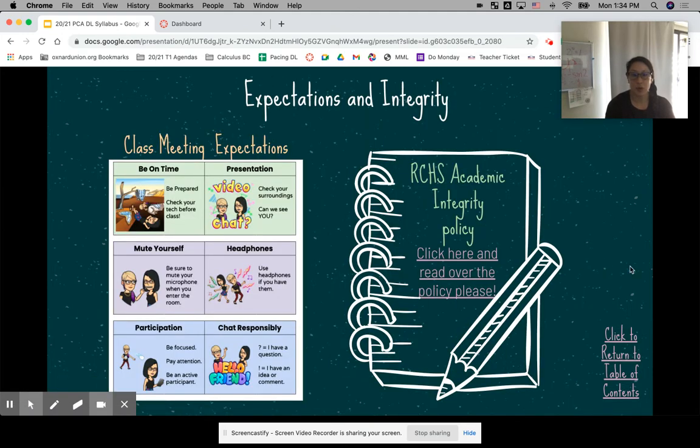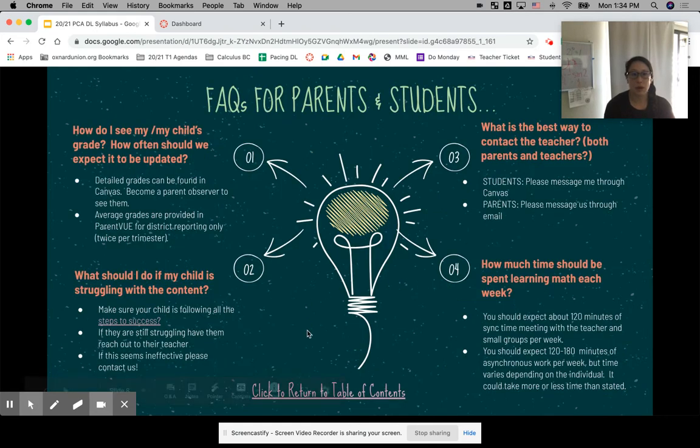All right, so just some expectations and integrity. You guys can look over this later. All right, last up is where do I see my grade? And where you see your grade is in Canvas, right here, in Canvas. And I only update grades in Student View twice a trimester, so once at progress and once at the final grade.